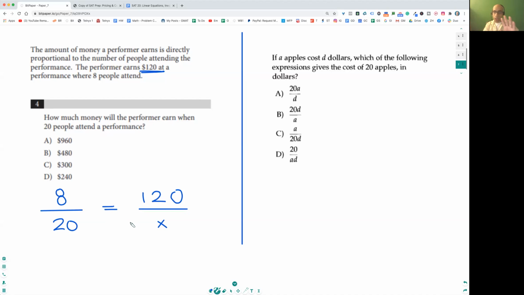And once it's a ratio, this is a massive thing. You are just going to cross multiply. You're going to cross multiply. So cross multiply this and see.